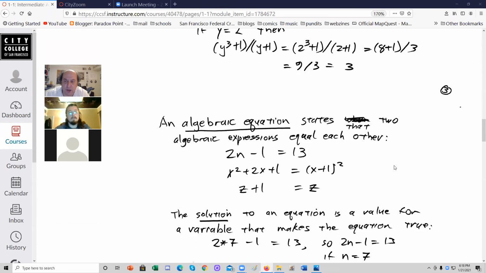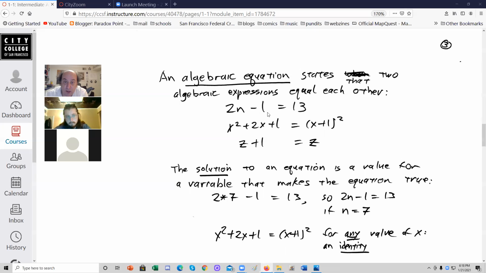An algebraic equation states that two algebraic expressions equal each other. For example, 2n minus 1 equals 13. Or x squared plus 2x plus 1 equals (x plus 1) squared. Or z plus 1 equals z. Okay, a solution to an equation is a value for a variable that makes the equation true. For example, 2n minus 1, if you set n equal to 7, twice 7 minus 1 is 14 minus 1 is 13. So this equation, 2n minus 1 equals 13, is true if n equals 7.